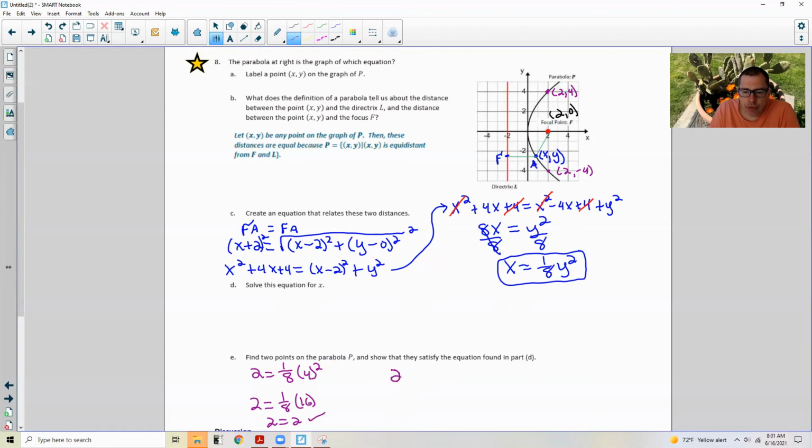I could also have used the point 2, -4. So x is 2 equals 1/8 times -4 squared. -4 squared is positive 16 again. And 1/8 of 16 is 2, and they check. I also could have used 0. It would have been 0 equals 1/8 times 0 squared, which is 0. 1/8 times 0 is 0, so 0 equals 0.